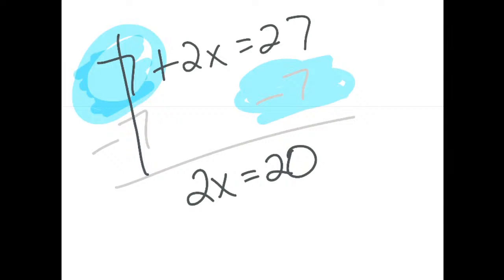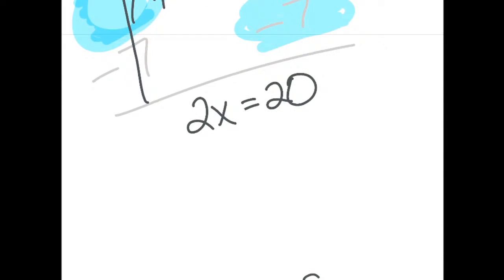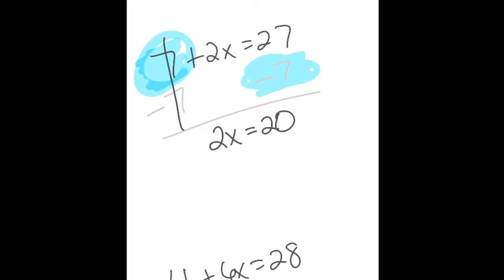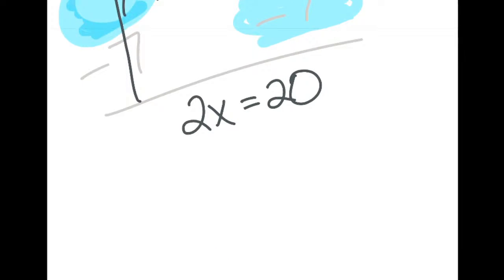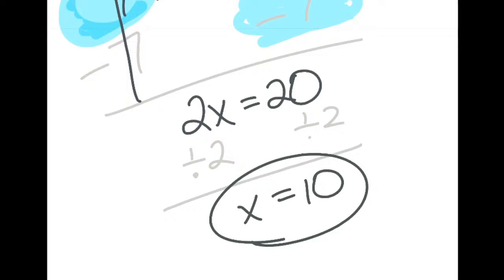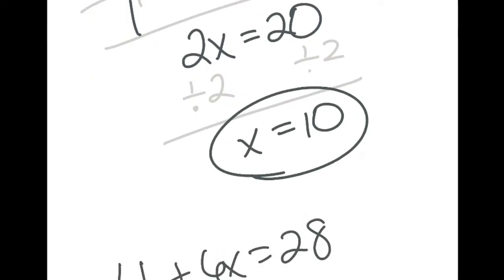Okay? If that was too much, come and see me. Okay? Otherwise, let's solve. Let's divide by 2, because we need to get rid of the 2 in front of the x. Not the x, just the number in front of x. And that leaves us with x equals 10. Okay? Alright, on to the next.